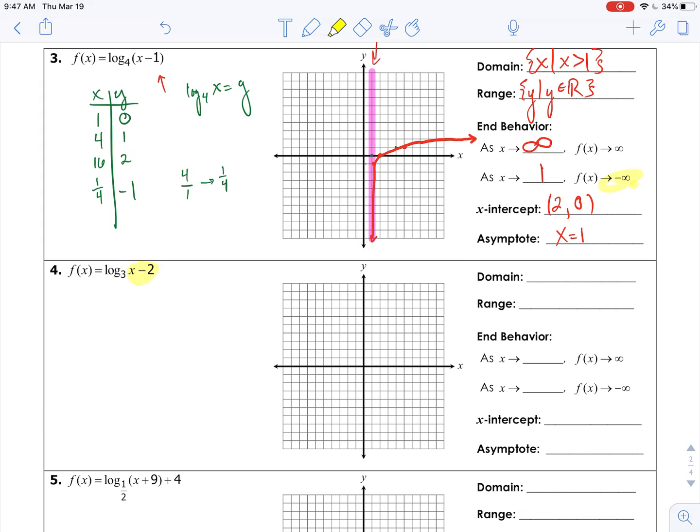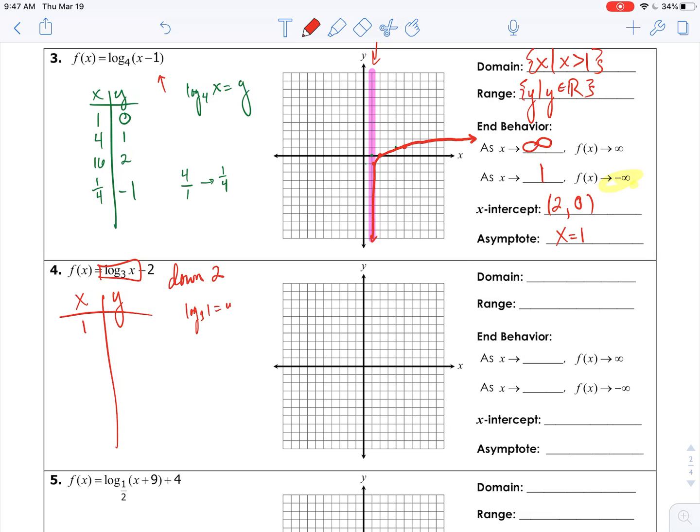So first of all, what transformations, what shift or shifts are happening here? Well, this is not in parentheses, so be very careful about that. No parentheses here. So you can treat this -2 like it's outside parentheses. So it's down 2. And again, we'll do our xy table. Log base 3 of x.